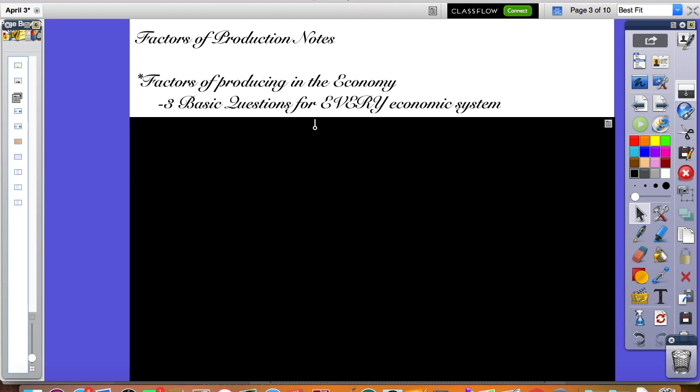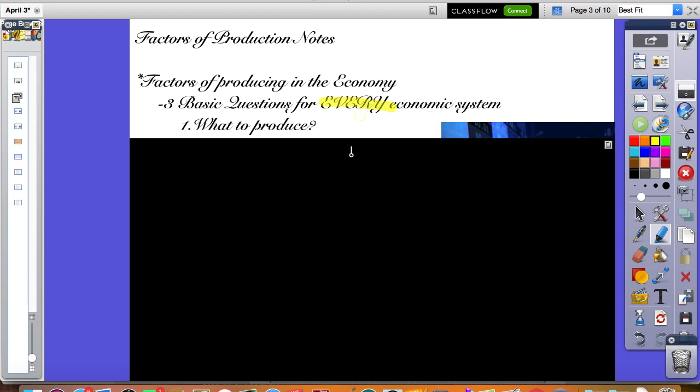There are three basic questions for every economic system. Every economic system that we talked about yesterday, the market economy, the mixed economy, the traditional economy, the command economy, every type of economy must answer these three questions. Question number one, what to produce? What are we going to produce?